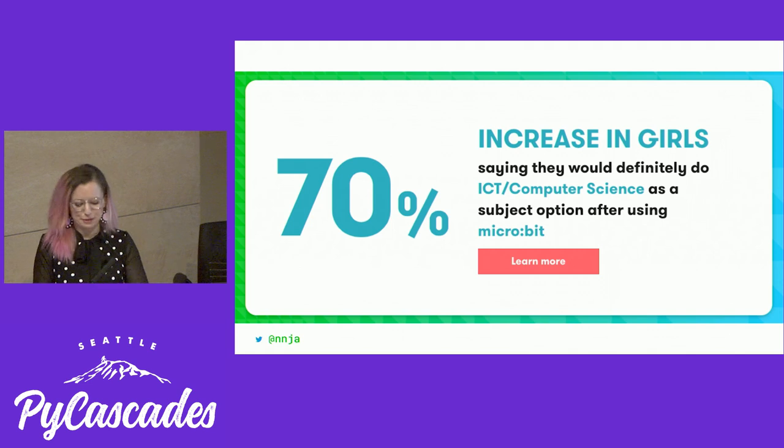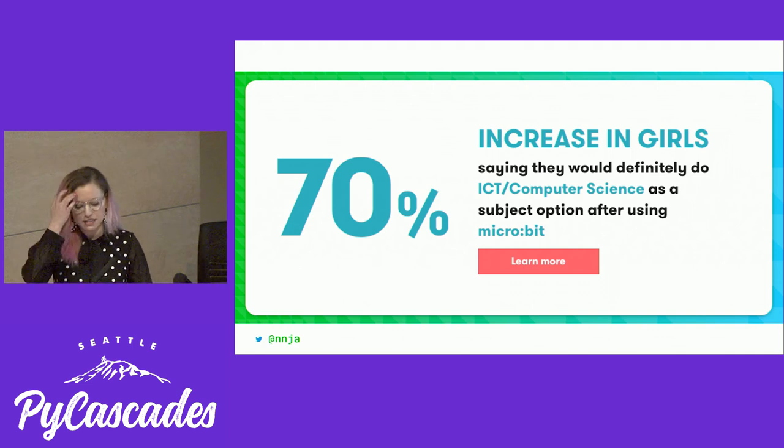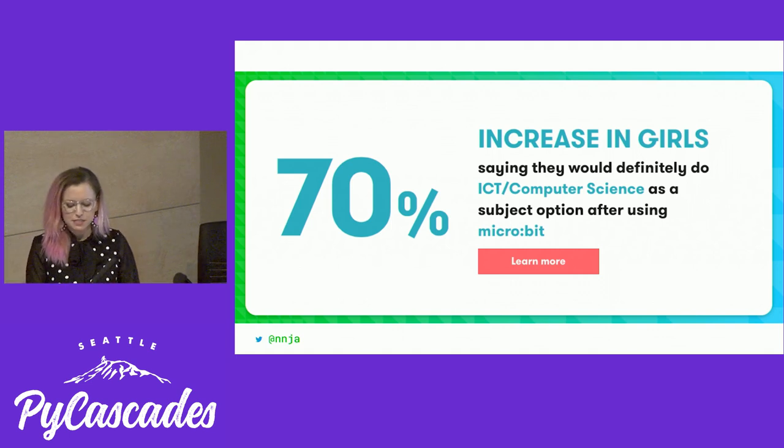So I'm not the only one who thinks that hardware is cool. 90% of students said that the MicroBit showed them that anyone can code. 86% of students said that the MicroBit made computer science more interesting. And maybe a little close to heart for me is that 70% more girls said that they would choose computing as a school subject after using the MicroBit.